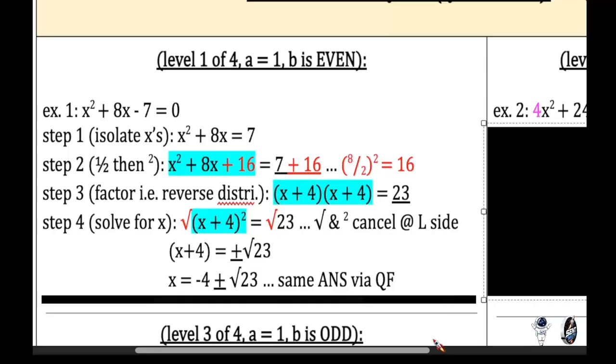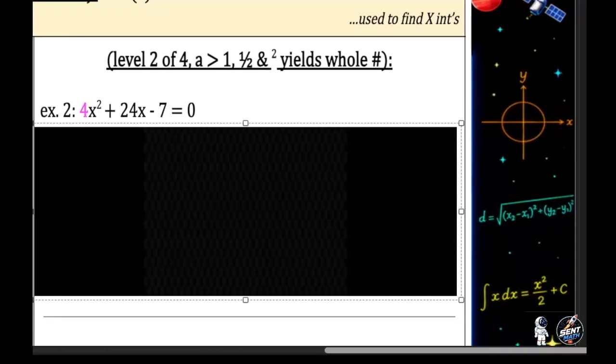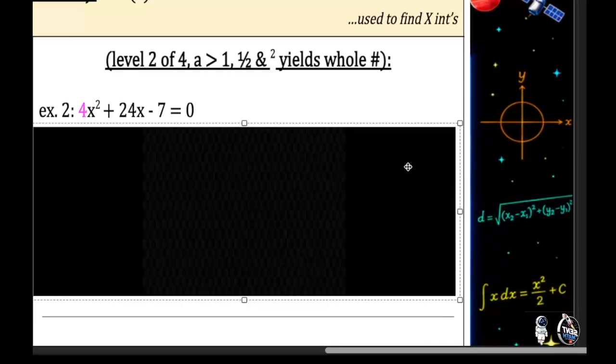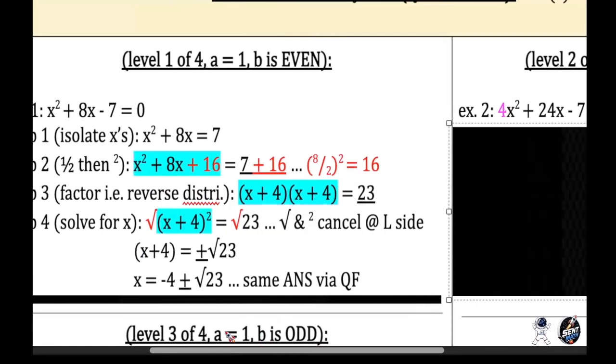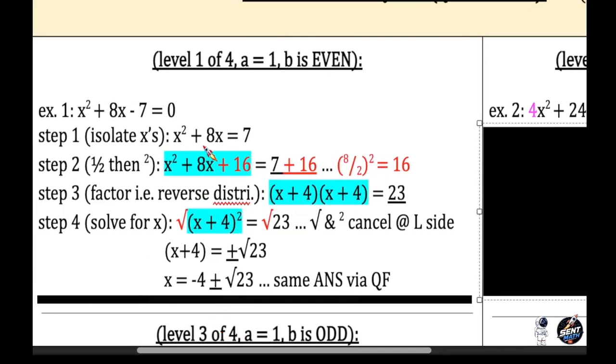Okay, so again, this is a level 2 completing the square problem, a level 2 out of 4. Let's see how we approach this problem over here. The first thing I'm going to do is the same as example 1: I'm going to isolate the x's. Just like in example 1, I add 7 to both sides.